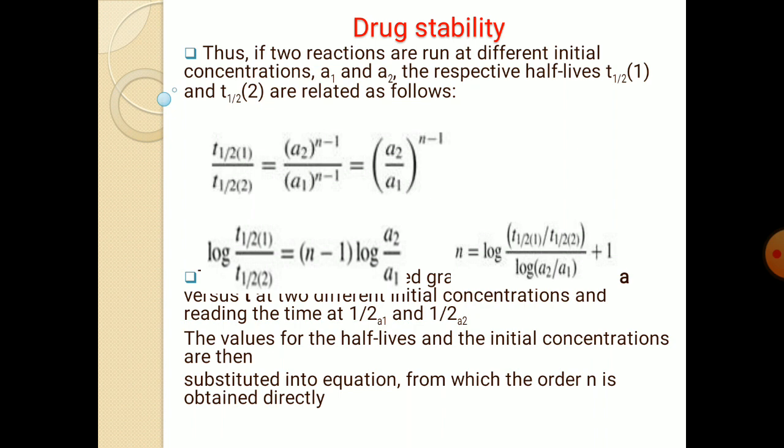So overall there are three methods: the substitution method, the graphic method, and the half-life method to determine the order of the reaction. So these are the simple methods to determine the order of reaction.